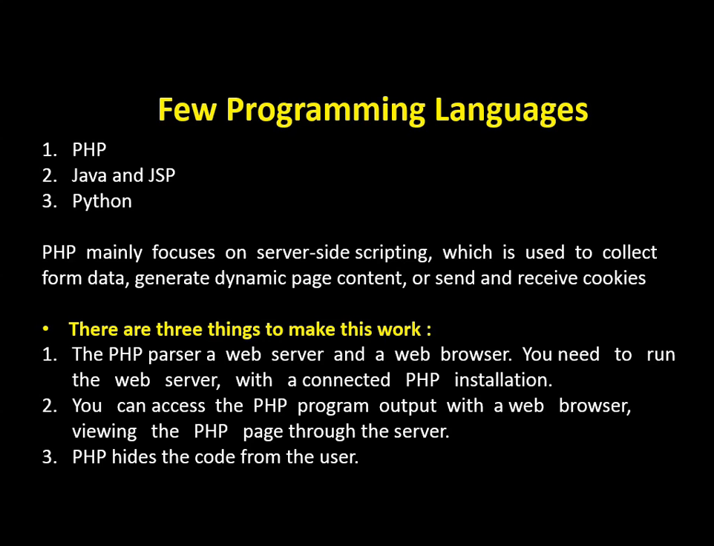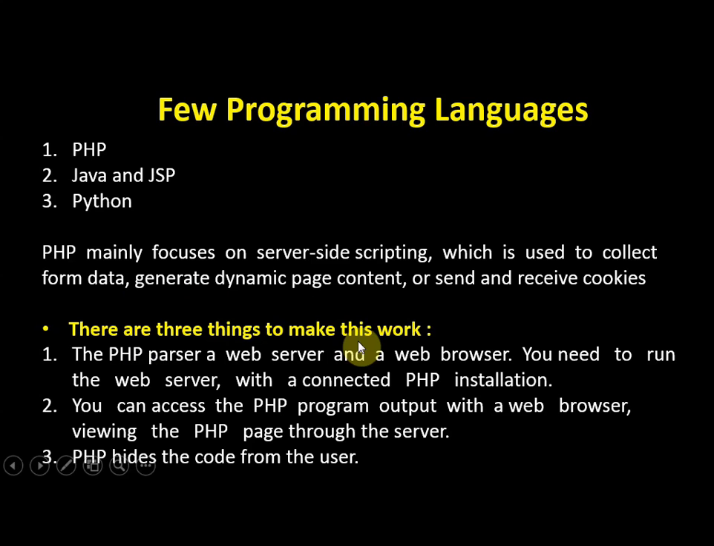Now a few programming languages we are going to see here, that is PHP. PHP means hypertext preprocessor and is a widely used open source general purpose scripting language. Then Java and JSP, and then Python. These are the three programming languages, and PHP mainly focuses on server side scripting and is used to collect form data, generate dynamic page content, or send and receive cookies.